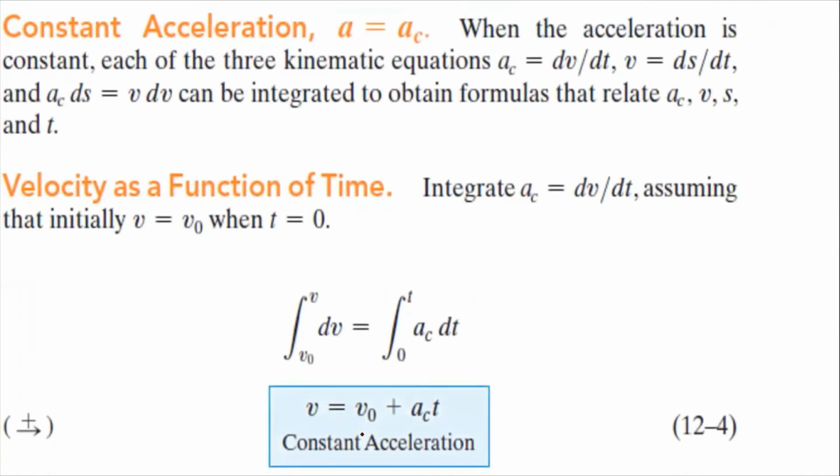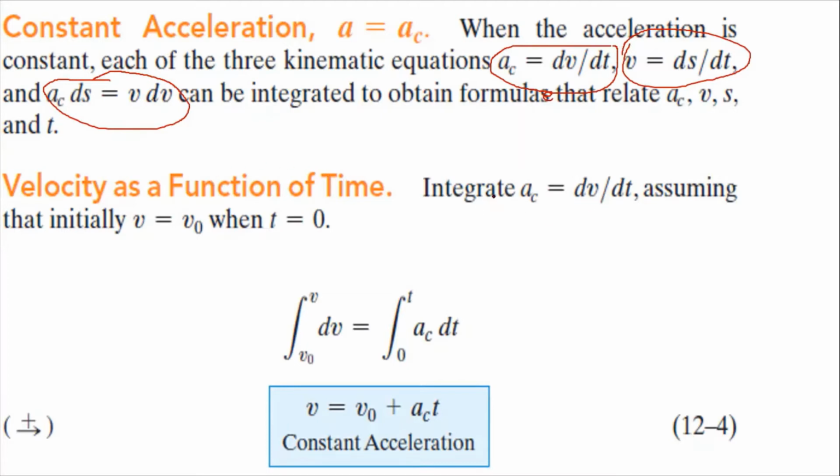So the next is constant acceleration. What is happening with this? Let's start. When the acceleration is constant, each of the three kinematic equations, a equals dv over dt, v equals ds over dt, and a ds equals v dv, can be integrated to obtain a formula that relates a, v and s. First, velocity as a function of time. We have to find the velocity equation in terms of time.